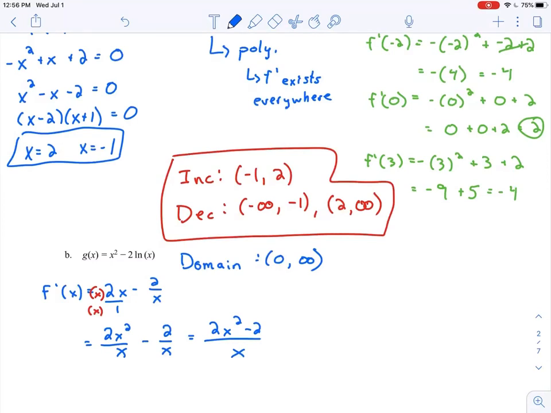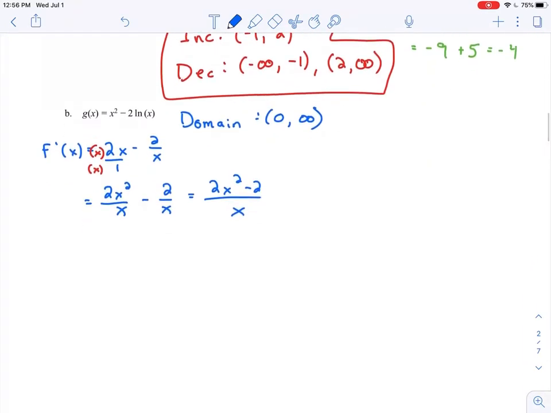Because remember, the first thing I want to do is find the partition numbers. I want to find places where f prime of x is equal to 0, and places where f prime of x is undefined, where it does not exist. Well, this rational function that I've created right here is only 0 if the numerator is 0. And if you don't trust me, you can take that whole function and set it equal to 0. The first thing that you'll have to do is multiply both sides by x. In either case, you'll end up with 2x squared minus 2 is equal to 0, because the only way that my derivative can be 0 is if the numerator is 0.